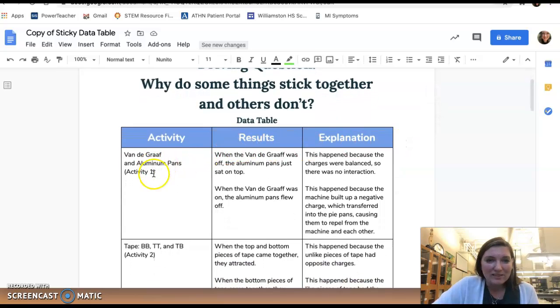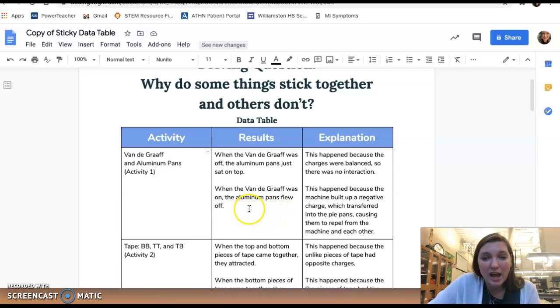Activity 1 had the Van de Graaff machine, oops, I misspelled that, and the aluminum pans. When the Van de Graaff was off, the aluminum pans just sat on the top. This happened because the charges were balanced, so there was no interaction. Remember that even neutral charges are just balanced charges. They have the same amount of positive charge and negative charge.